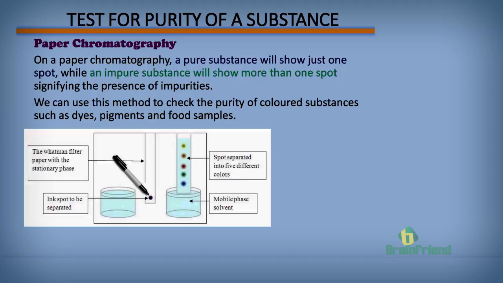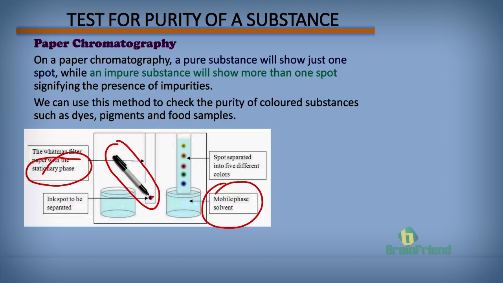But this paper chromatography simply makes use of two phases, a mobile phase and a stationary phase, all right? But basically, how we can use it to determine the purity of a substance is that a pure substance, okay, when tested with this method, paper chromatography, a pure substance will give just one spot on the paper. For example, this is just a mixture. This is an ink, okay? We have an ink placed on this spot, all right?